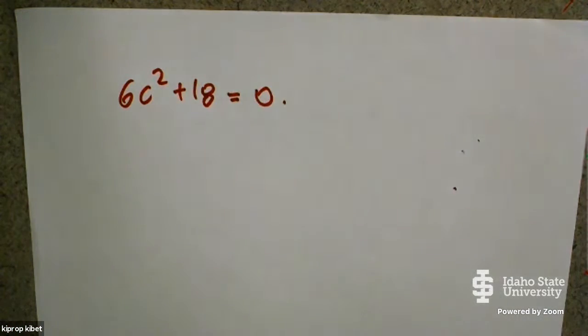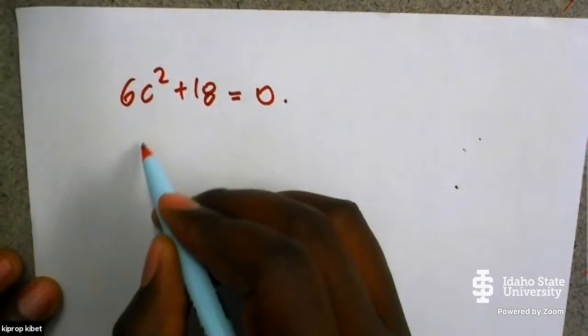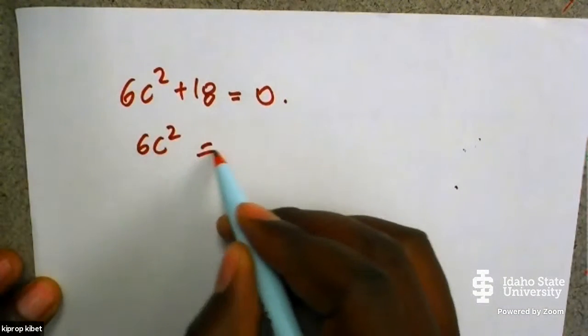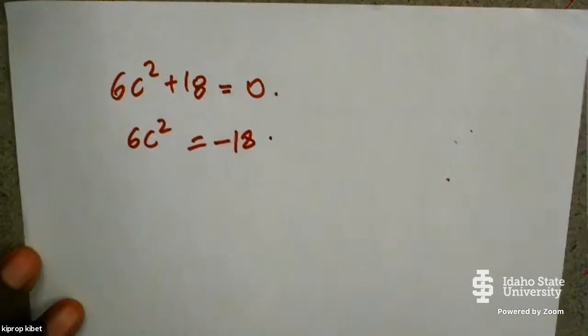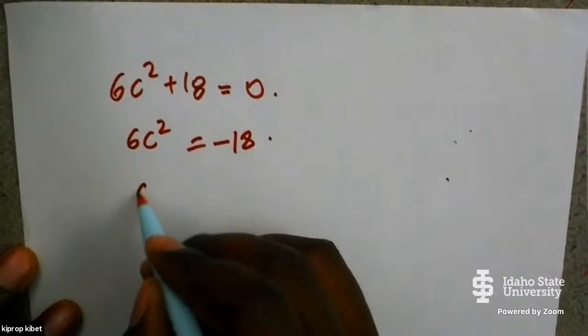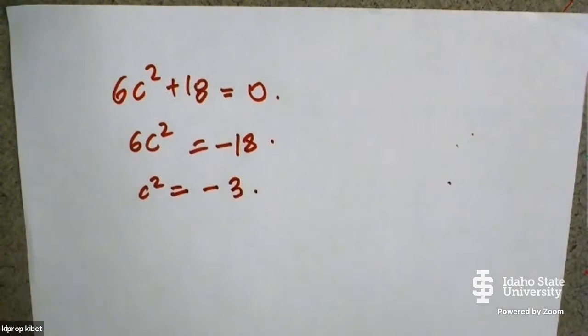6c squared plus 18 equals 0, using the square root property. So we can take the value of 18 to the other side. So 6c squared equals what? Minus 18, right? So c squared equals minus 3, right?